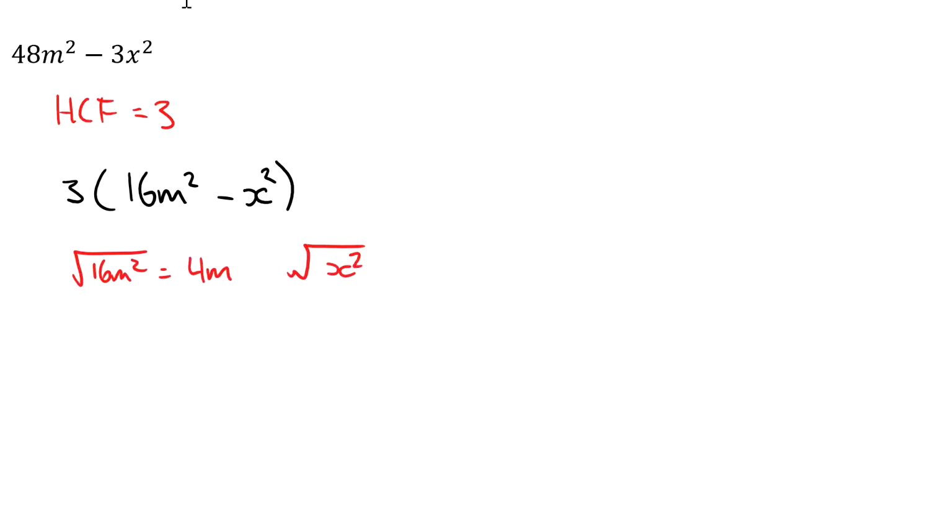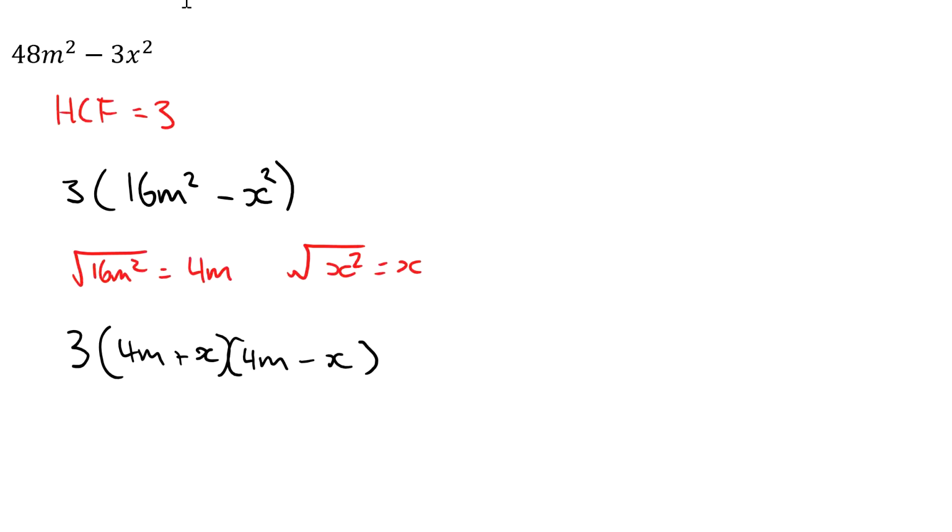Square root of x squared gets me x, and then we follow the same rules we did with the previous example, except 3 just stays out the front here this time. So in here I've got 4m, I've got x, 4m, and I've got x. Add a plus to one and add a minus to the other, and that's all there is to it.